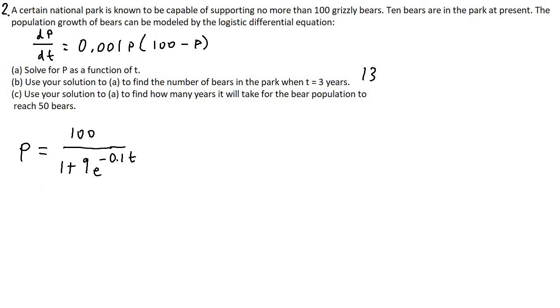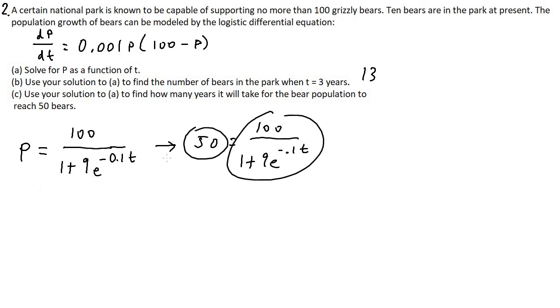Now for letter C, use your solution to find how many years it will take for the bear population to reach 50 bears. Notice it gives us a population, so we have to plug in 50 for our p value. So 50 is going to equal 100 over 1 plus 9e to the negative 0.1 t. You can either solve this by hand, or you can use a calculator and graph both of these functions and see their intersection point and define what t value they intersect at.